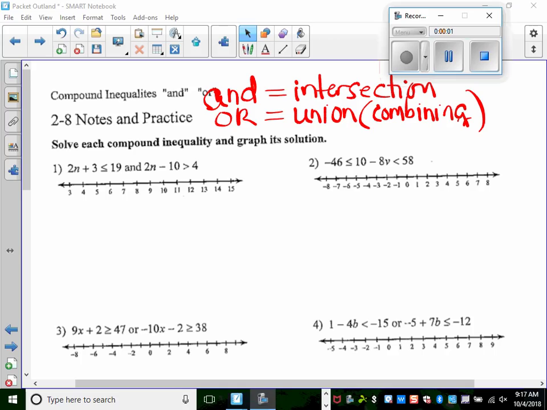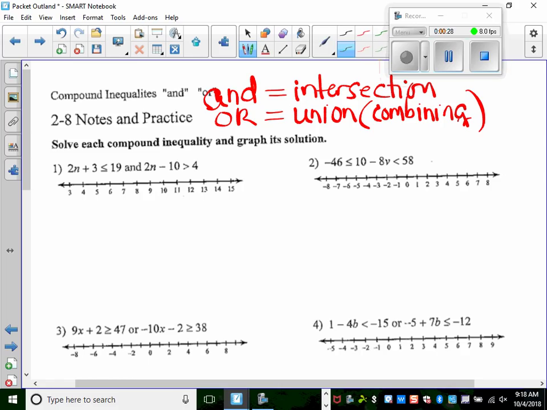Compound inequalities, we're basically saying that we are combining two inequalities together. Just like we can have compound words in English, where we put two words together to form one word, like cupcake, policeman, where we're actually combining two words together. So here for compound inequalities, you're combining two inequality problems together.